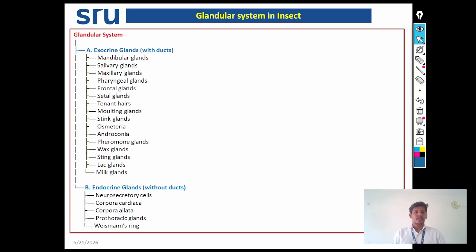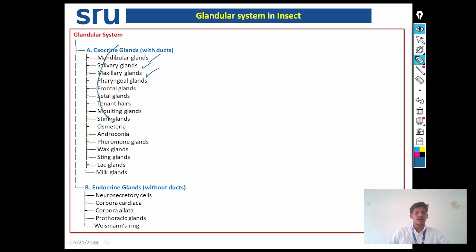See here, a list of exocrine glands, the glands with ducts, and endocrine glands, the glands without ducts. Mandibular gland, salivary gland, maxillary gland, pharyngeal glands, frontal glands, setal glands, tenant hair, molting glands, stink glands, asmatoria, androconia, pheromone glands, wax glands, sting gland, lac gland, milk glands.